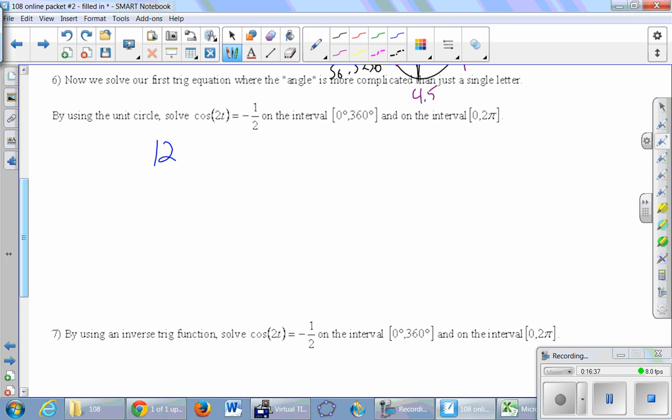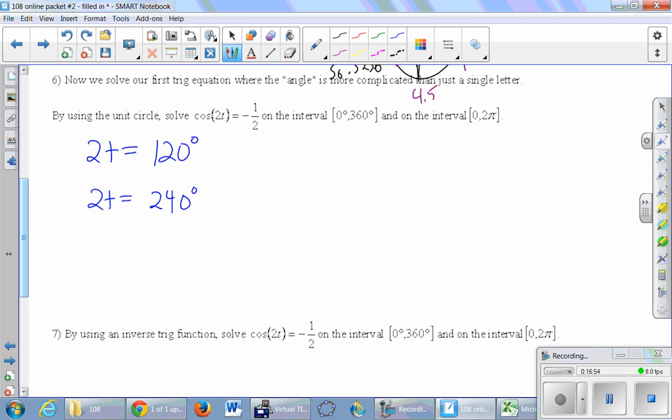Okay, so we get 120 degrees and we get 240 degrees. But here's the deal. I called that theta, but it was really 2t. So instead of saying that theta is 120, now I'm going to come back and say that it's really 2t is 120 and 2t is 240.